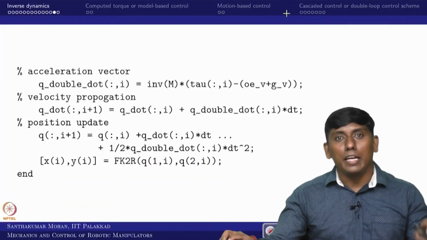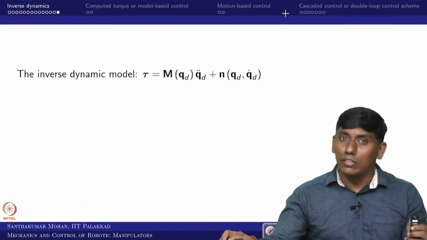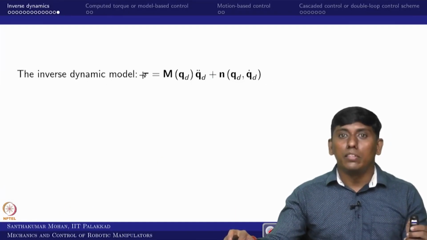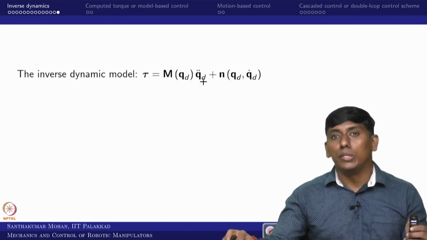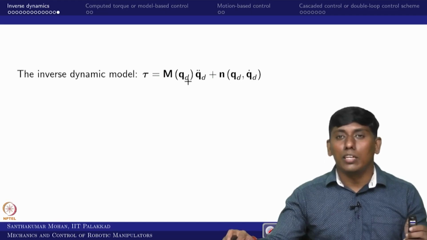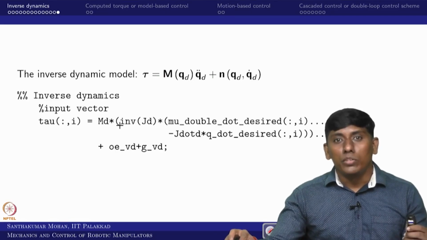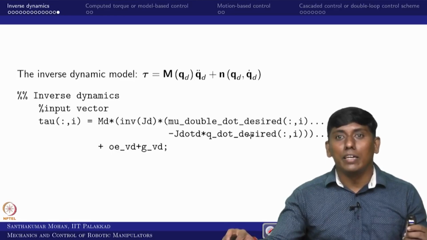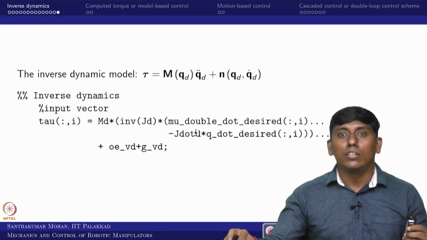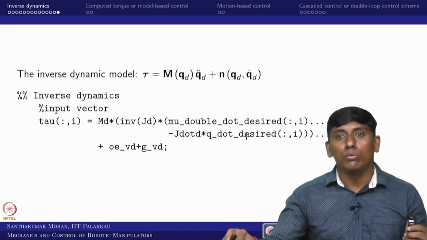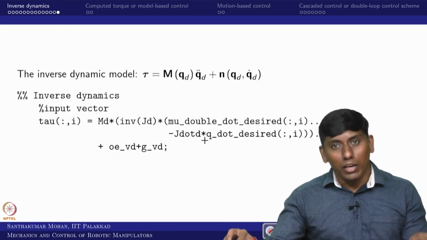So we have taken that: the inverse dynamics in the joint space. This was the equation. For that you need to know q double dot desired, because q dot desired and q desired we have already calculated in the earlier code. So now we have to change. The q double dot desired can be written as mu double dot desired minus J dot desired multiplied with q dot desired. That's why we have calculated this J dot. So now you can use it.